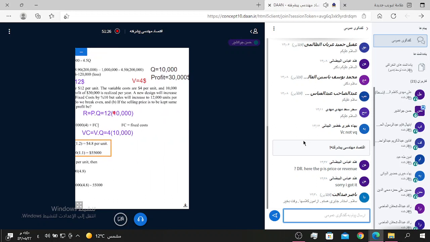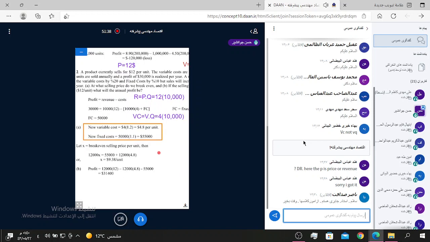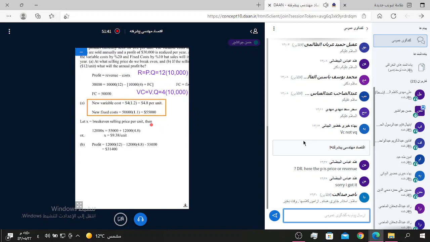B, if the selling price is to be kept the same $12 per unit, what will the annual profit be? For 12, our profit is revenues minus variable cost minus fixed cost. You can find this number for 12,000 quantity.